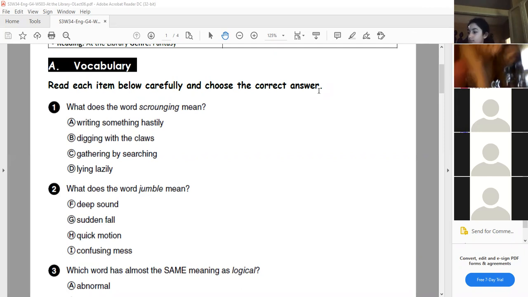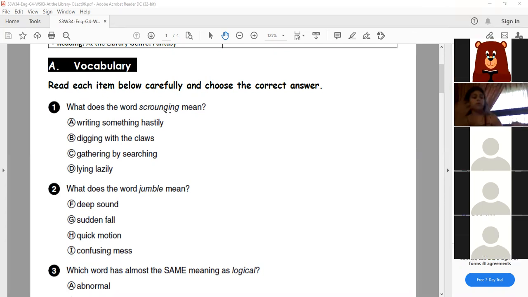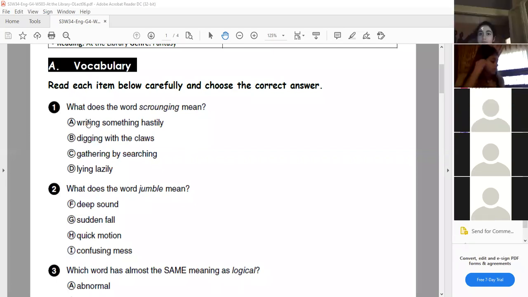Bayan, yalla Bayan. Read each item carefully and choose the correct answer. What does the word scrounging mean? Scrounging. What does it mean? It's the worksheet. Can you see the screen? Bayan Basma 1. Bayan Basma 2. Bayan Basma 3. Yes, Miss.